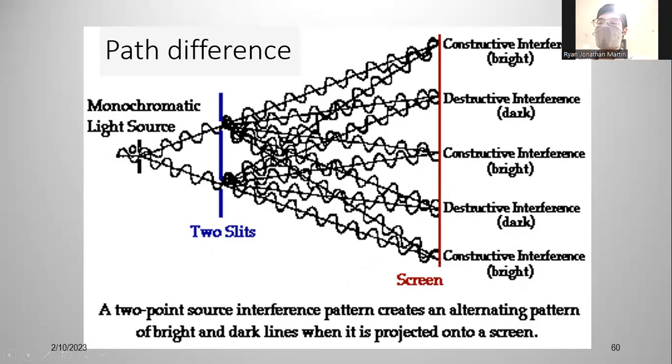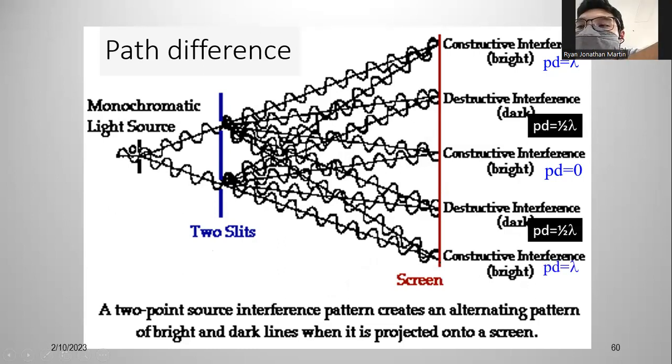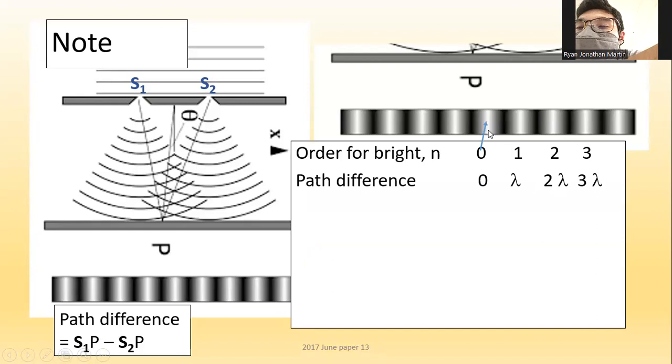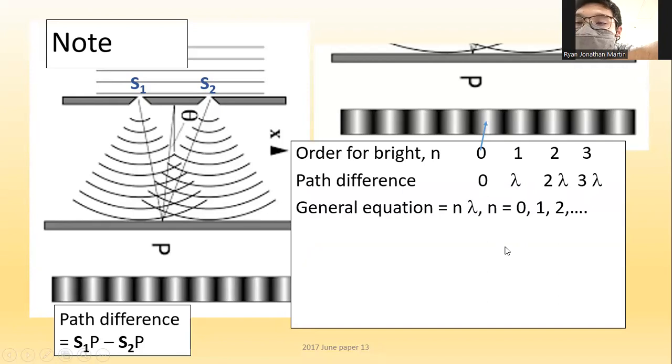This one is just expressing what you can get from the internet. But you should be able to identify the path difference is 0, path difference lambda, path difference is half lambda. If that is the center bright fringe, then you should be able to label this 0, 1, 2, 3. Path difference is 0, lambda, 2 lambda, 3 lambda. General equation: n lambda, where n is 0, 1, 2, 3, and so on.